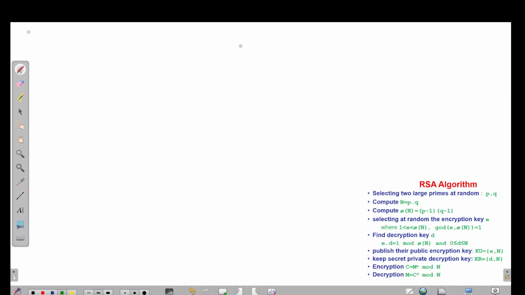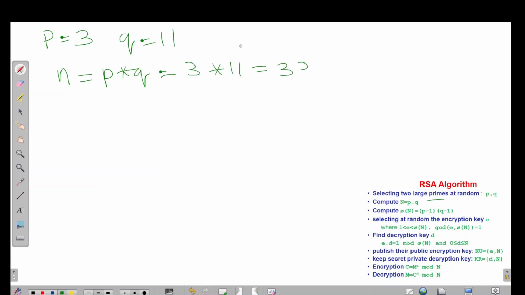We have all the steps here for our reference. So now, for example, I am taking P equal to 3 and Q equal to 11. You may wonder that my first step is taking two large prime numbers, so why are we taking small numbers? Actually, for practicality and for security, we are supposed to take large prime numbers, but for human calculation and understanding, we are taking small numbers. Now, P equal to 3 and Q equal to 11. And the next step is computation of n equal to P into Q, which is 3 into 11, which is equal to 33.